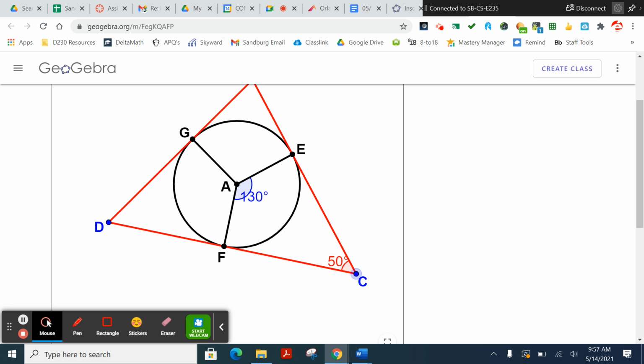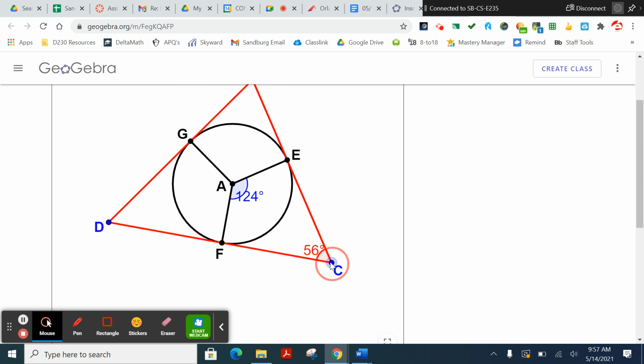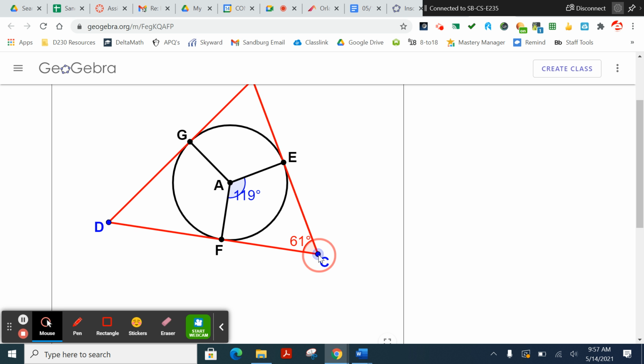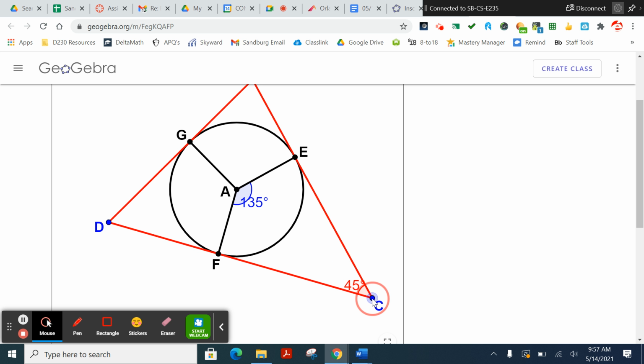All right, do we agree that means they're supplementary? If I change that angle, so if I move it a little closer so the angle gets a little wider, so let's go 60, do these remain supplementary? Yes. If I pull it apart, let's move it to 45, and then the opposite angle, 135. Those also add up to be 180 degrees.